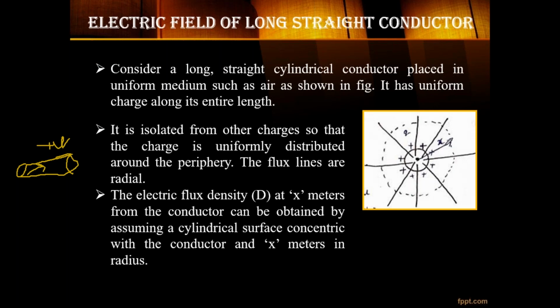Now by assuming a cylindrical surface concentric with the conductor and x meters in radius. Now let this distance be the radius. Now from this construction, let me see how the capacitance will be calculated based on this condition. If you want to find the capacitance, we need two parameters. One is the electrical flux density and the other is the electrical field intensity. These two we need. By using these two parameters, we can calculate the capacitance of the conductor.